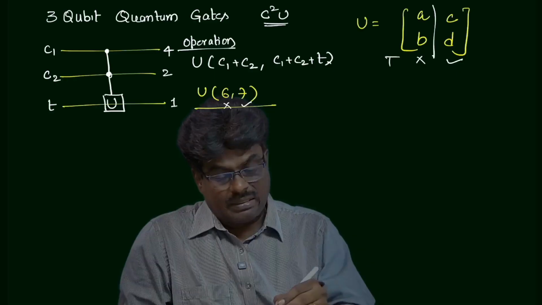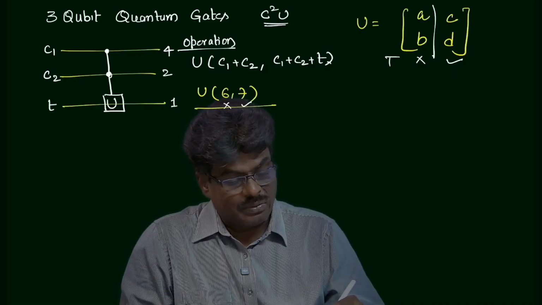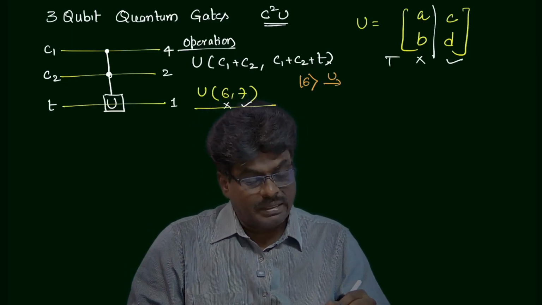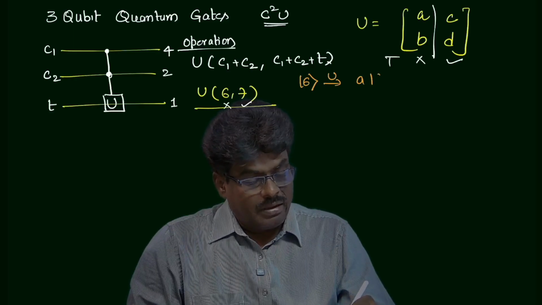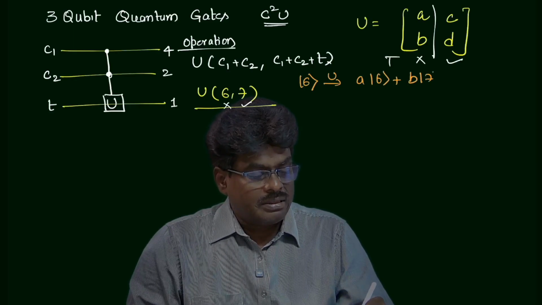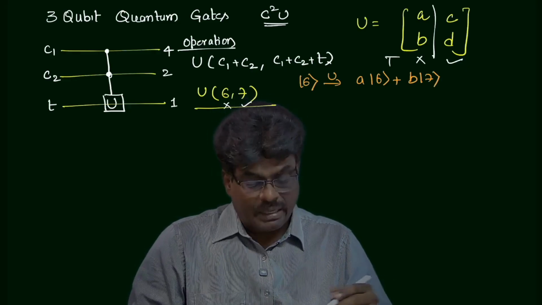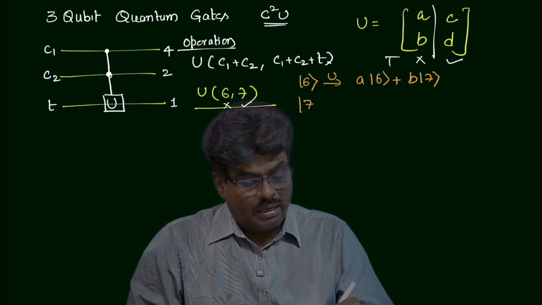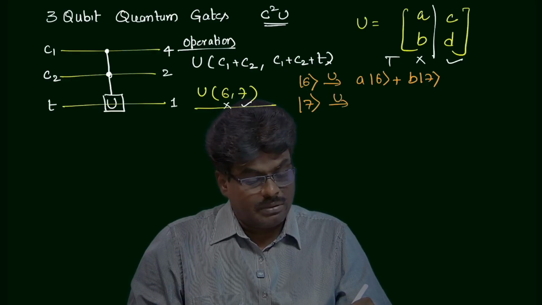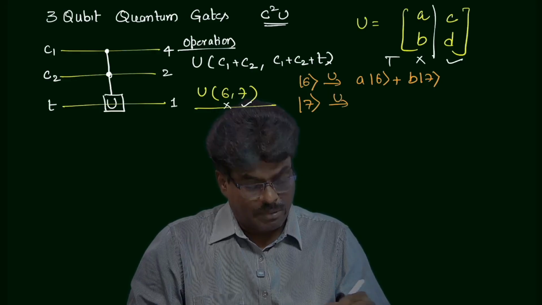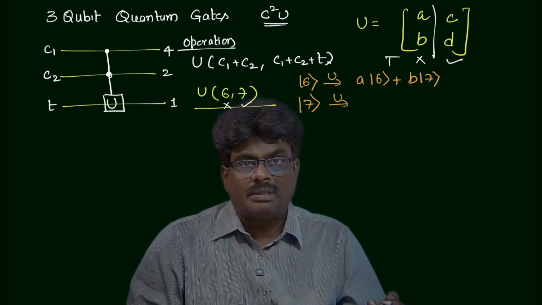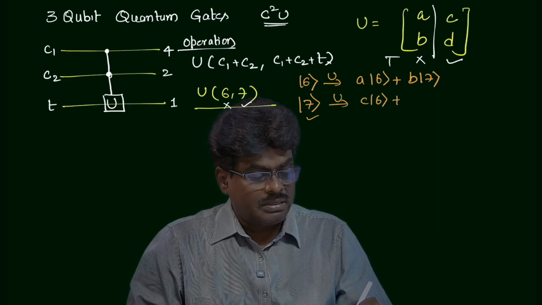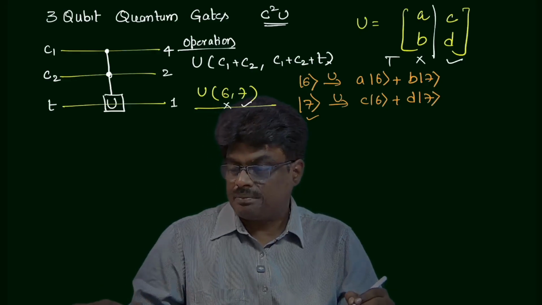Now I'm going to write this. Sixth is off. If it operates on this gate, what you will get, A 6 plus B 7. So it creates a superposition state with amplitudes corresponding to that first column. And 7 operates on this U circuit, I mean quantum circuit. You have to take the second column. The reason is 7 state is on. So that is C 6 plus D 7.